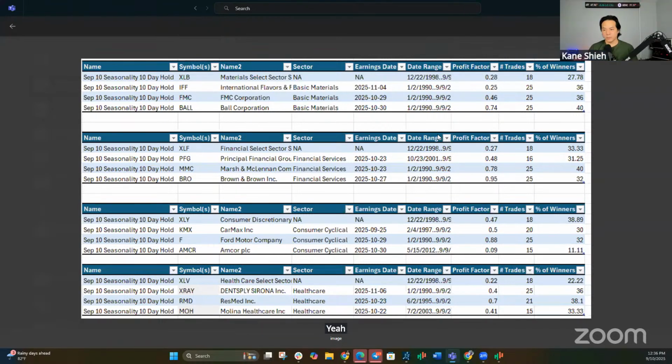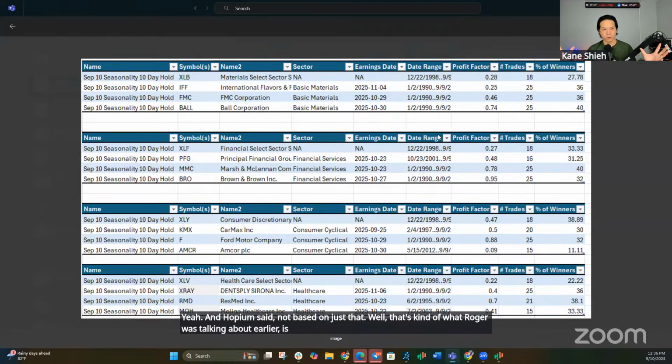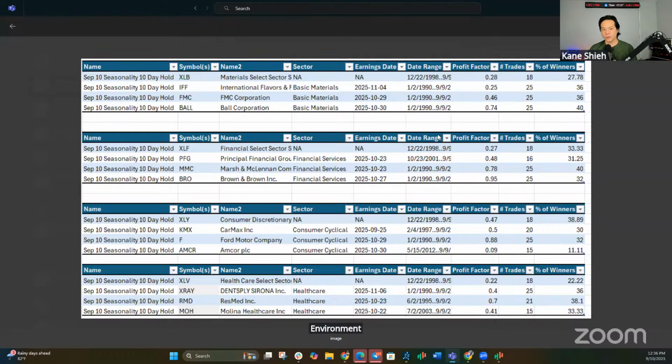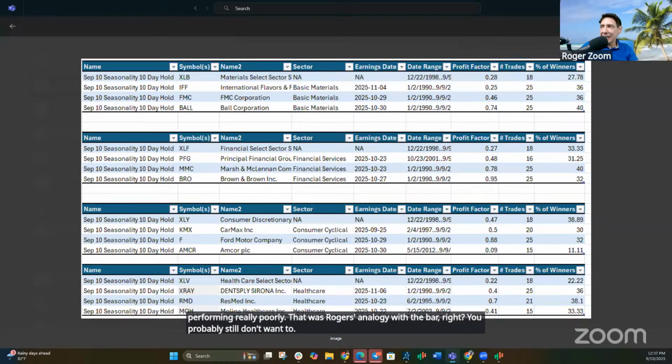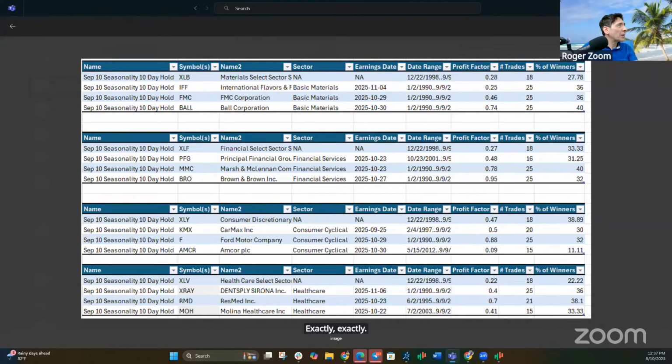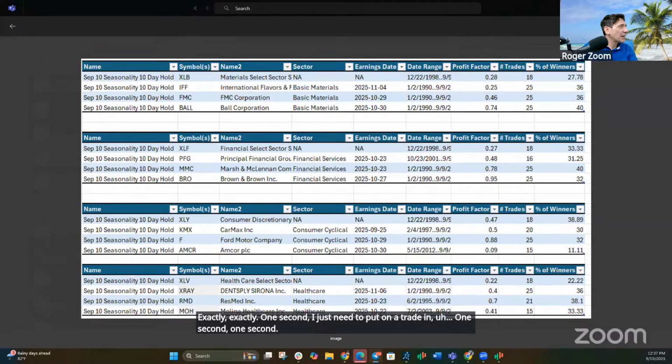Yeah. And Hopium said not based on just that. Well, that's kind of what Roger was talking about earlier: you want to look at the overall environment also. If you have an outlier that looks like it's going to be good, but you see the entire sector and all the top stocks in the sector performing really poorly, that was Roger's analogy with the bar, right? You probably still don't want to. Exactly. One second, I just need to put on a trade.